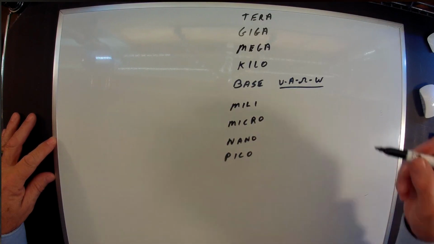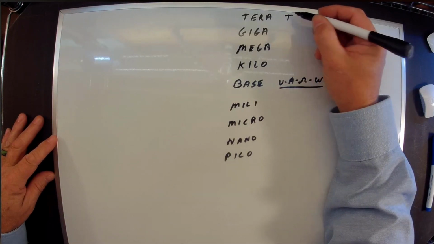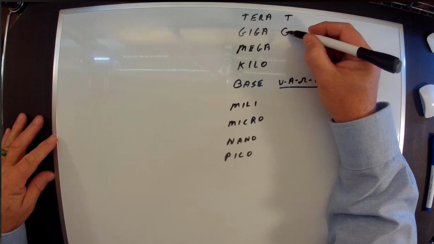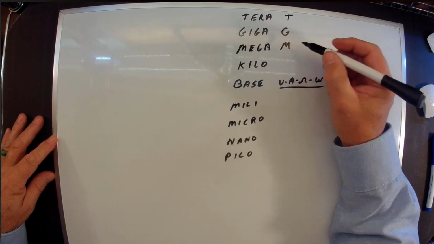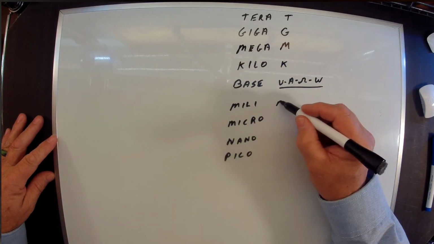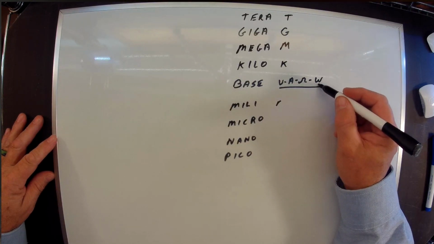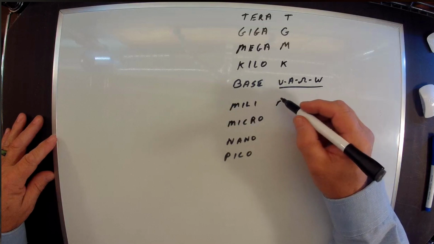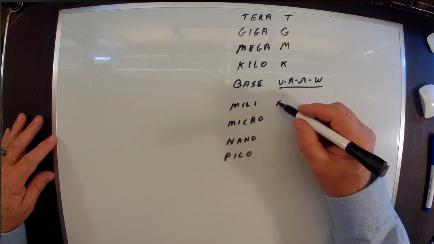And then what we'll use to represent that, for tera, we use a large T. For giga, a large G. For mega, a big M. For kilo, a big K. And then, of course, the base is whatever it is. Like I said before, it's volts, amps, ohms, watts, the main ones we're going to talk about right now. We will have some other ones later, but we won't worry about that yet.